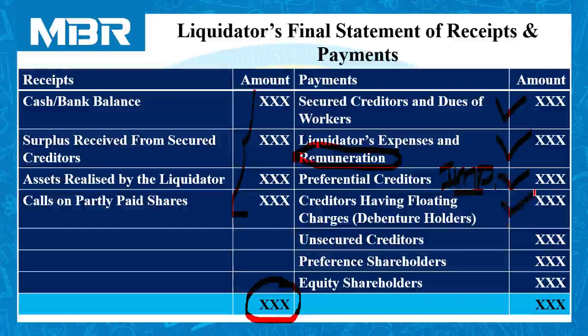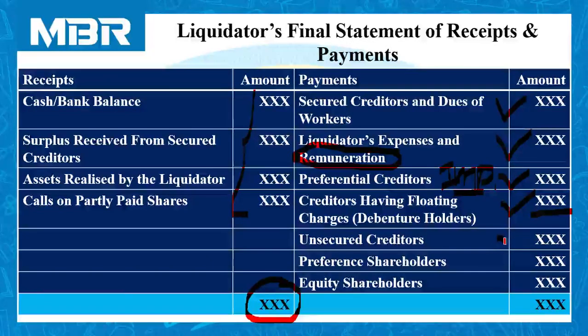At a fourth stage, we have to pay amount to creditors having floating charges like debenture holders. Debenture holders are required to be paid not only for principal amount but also for outstanding interest, if any. So if outstanding interest on a debenture is given to us in our question, we need to pay them along with the outstanding amount of interest.